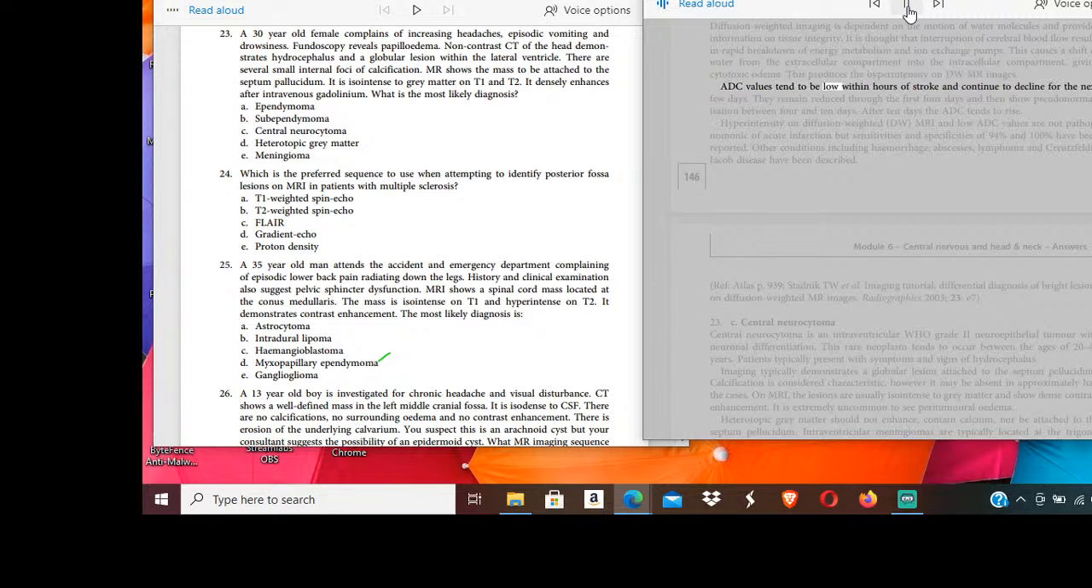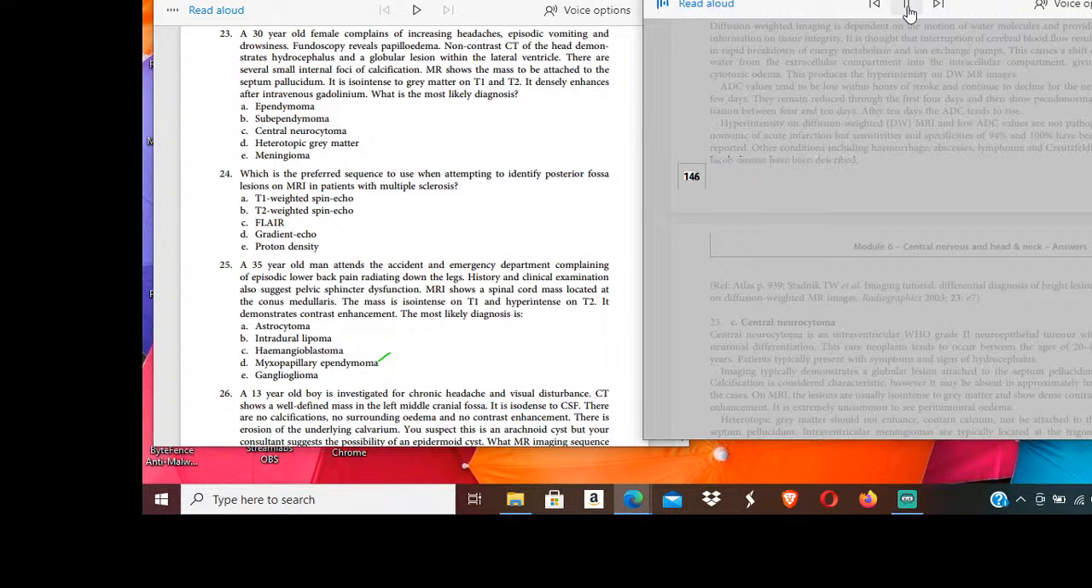ADC values tend to be low within hours of stroke and continue to decline for the next few days. They remain reduced through the first 4 days and then show pseudo-normalization between 4 and 10 days. After 10 days the ADC tends to rise. Hyperintensity on diffusion-weighted, DW, MRI, and low ADC values are not pathognomonic of acute infarction, but sensitivities and specificities of 94% and 100% have been reported. Other conditions including hemorrhage, abscesses, lymphoma, and Creutzfeldt-Jakob disease have been described.